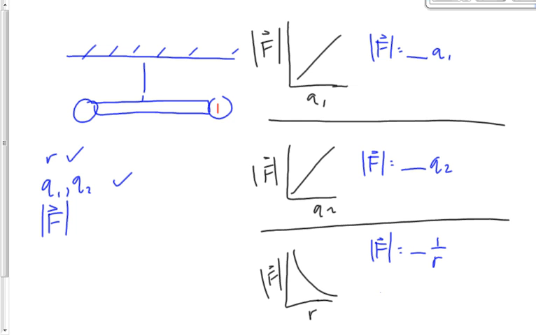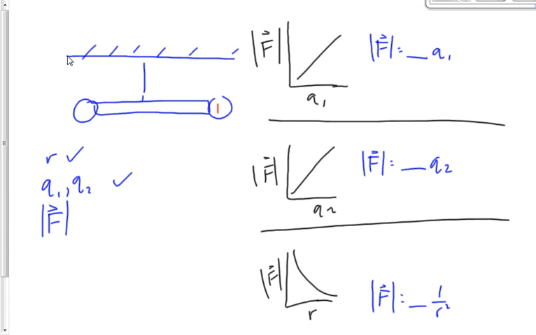Or it could say F is equal to something times 1 over R squared. We actually have to do something with this graph in order to determine which one it is. As it turns out, it's the second one. F is equal to something times 1 over r squared.